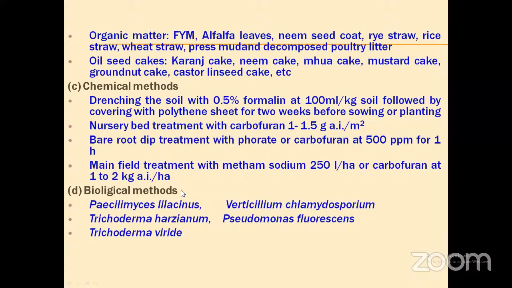And next is the biological method, which is already in the markets. Application of Pasteuria, Trichoderma, Pseudomonas, all these are very effective in reducing nematodes. Why? Because they have different modes of defense against nematodes. They parasitize the eggs, and Pseudomonas produces hydrogen cyanide, which is detrimental to the nematodes, helping in reducing the nematode load.